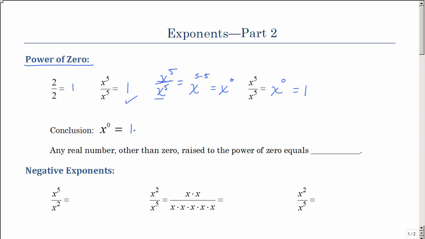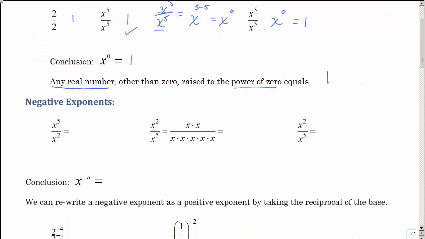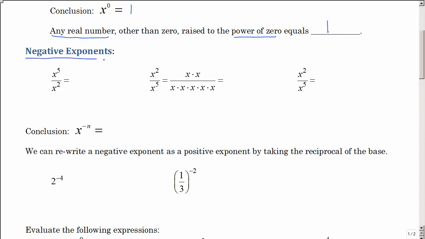In fact, not just x, but any real number other than 0 raised to the power of 0 always equals 1. The next type of exponent we need to look at are negative exponents.